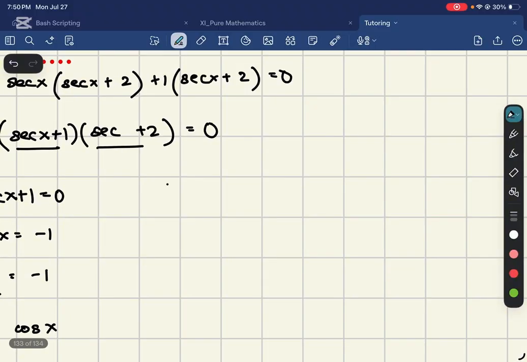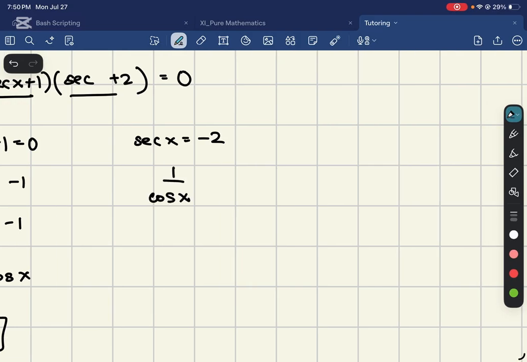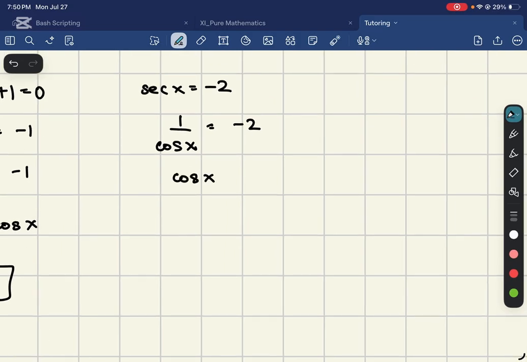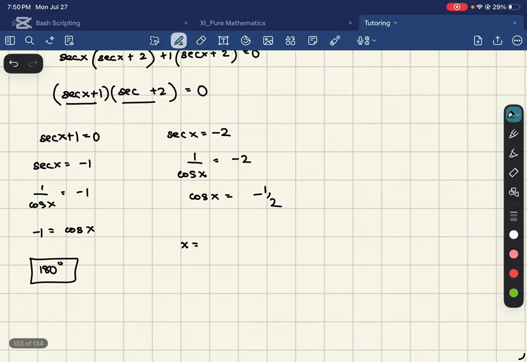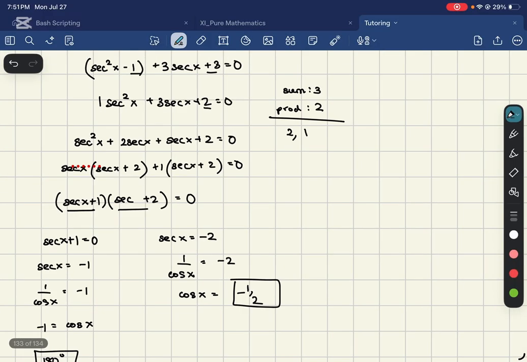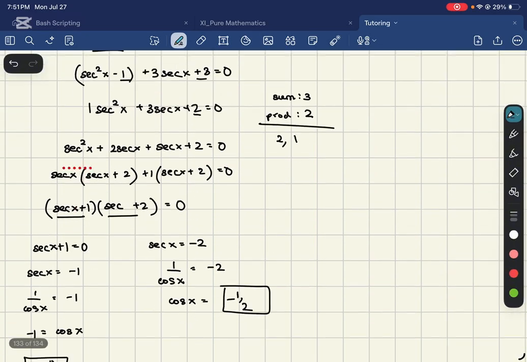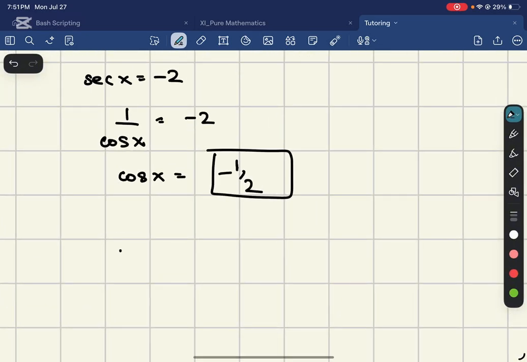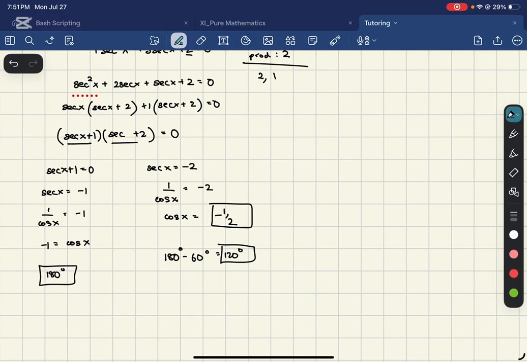Let's try to solve the other factor. Secant x is equal to negative 2. So 1 over cosine of x is equal to negative 2, and cosine of x is negative 1 by 2. What is the acute angle that gives me positive half? Well, the acute angle is 60 degrees. And cosine is negative in the second quadrant, since I only have my first two quadrants in the domain. So I just need to do 180 degrees minus 60 degrees, and cosine 120 is going to be negative half. So your two solutions are 180 degrees and 120 degrees for part C.